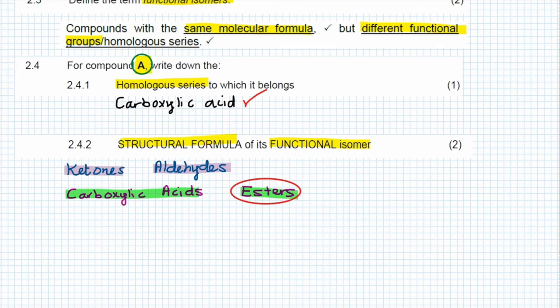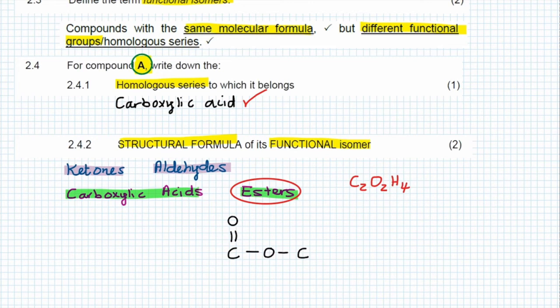The carboxylic acid, that is compound A, contains 2 carbon atoms, 2 oxygen atoms, and 4 hydrogen atoms. Of course, they're not necessarily bonded in this order. So when we draw an ester, we know that we're going to have our 2 carbon atoms. Between them must be the oxygen atom. On one of these carbon atoms, we need a double bond O.